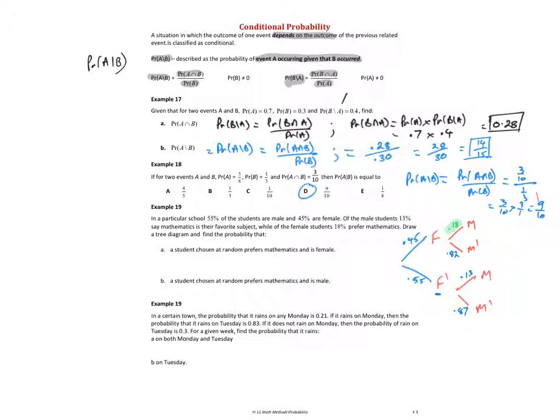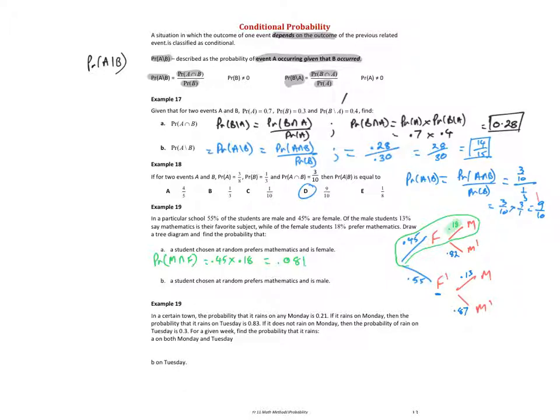All right. So a student chosen at random prefers mathematics and is female. The probability of mathematics and female is just this pathway along here, isn't it? It is equal to 0.45 times 0.18, which I wouldn't expect you to do without a calculator. So the answer to that is 0.081.